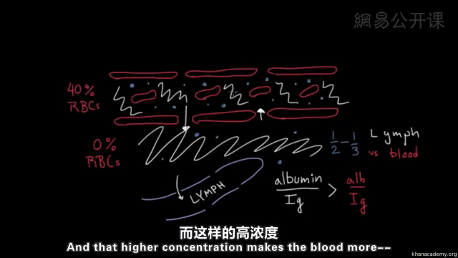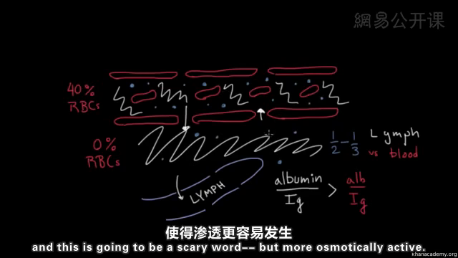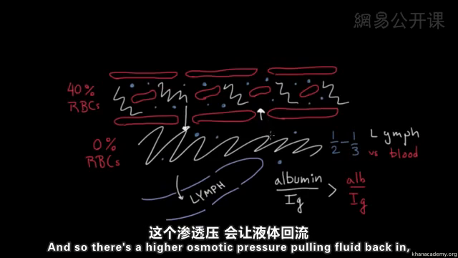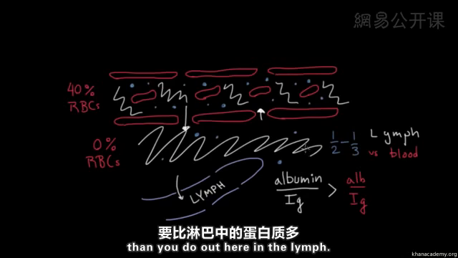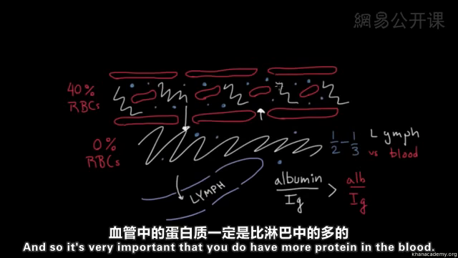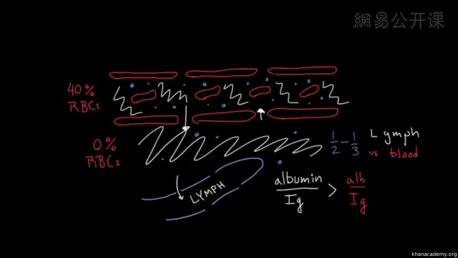And that higher concentration makes the blood more, and this is going to be a scary word, more osmotically active. And so there's a higher osmotic pressure pulling fluid back in, exactly because you have more protein in the blood than you do out here in the lymph. And so it's very important that you do have more protein in the blood.